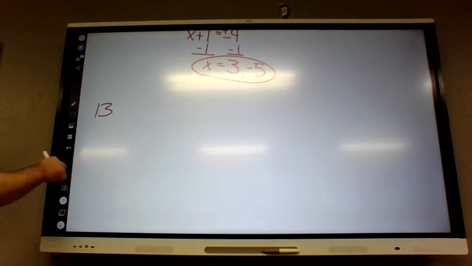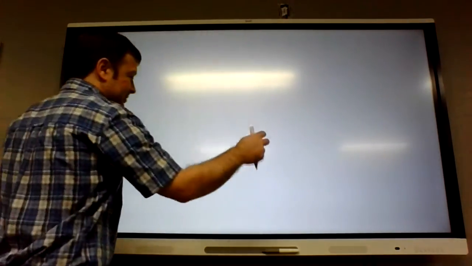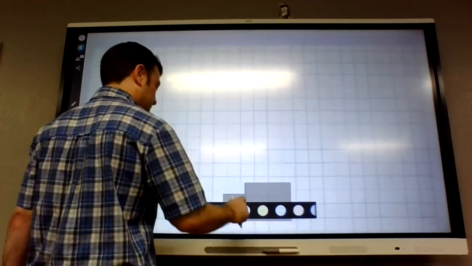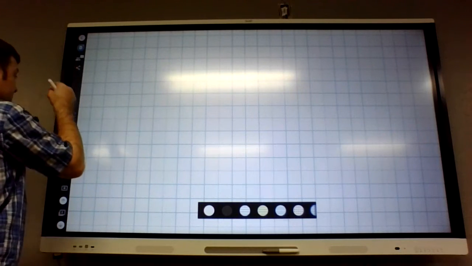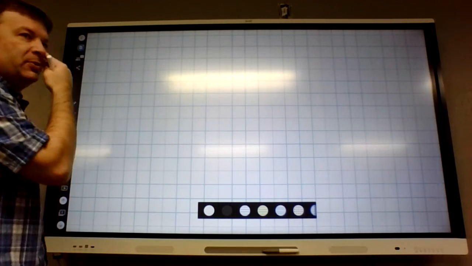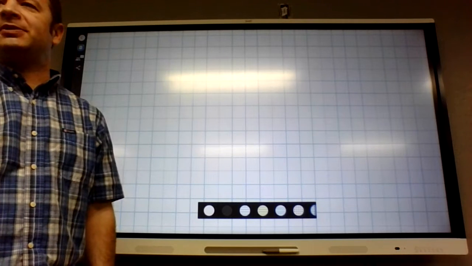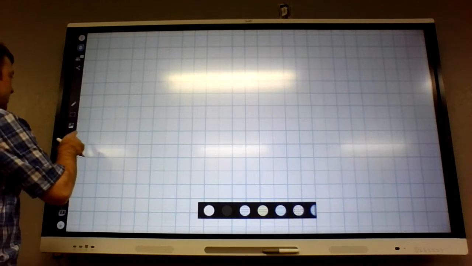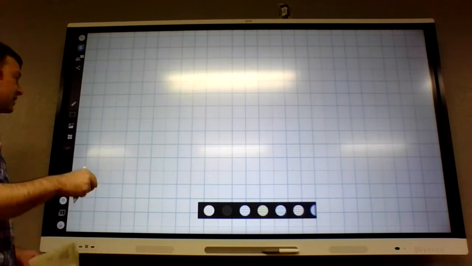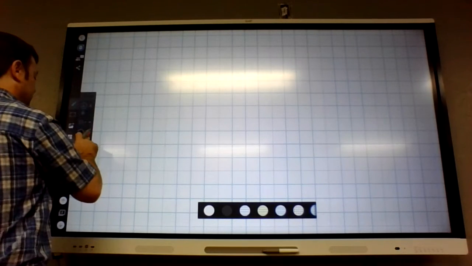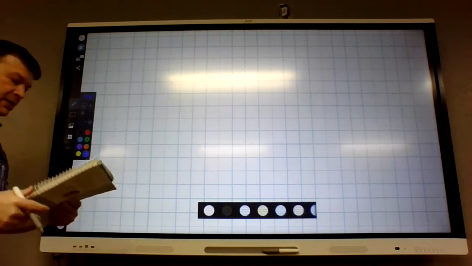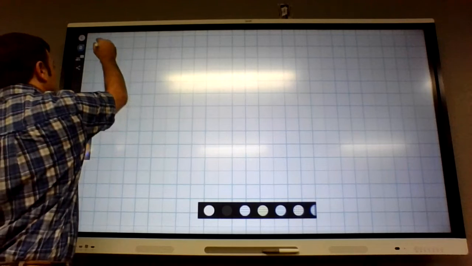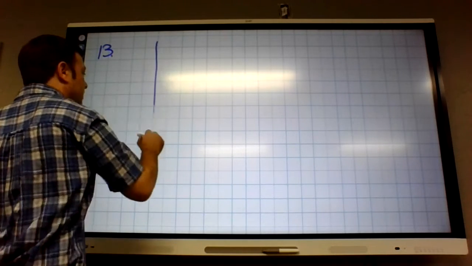Okay. Let me go to my graph paper. Now, normally when we graphed, I had you guys find the vertex and plug in some x values, right? Do you guys know where the vertex is going to be on 13? Negative 2, 2 down.